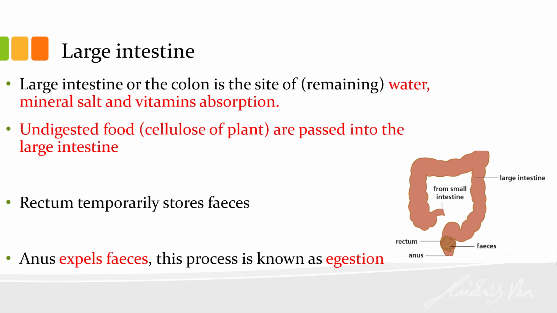So there's no digestion that takes place in the large intestine. All the digestion will end in the small intestine. What remains in the large intestine is undigested food, which is the cellulose of your plant or dietary fiber. So please copy down all of this before we move to the last slide.